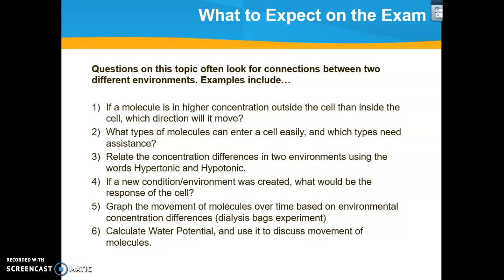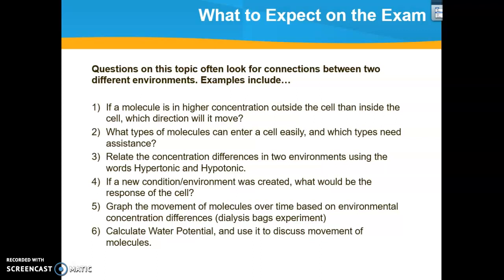Something that you might also see is number 4, where they're saying, okay, if there's a situation where the condition is different or there's a new environment, what's the cell going to do? So for example, if a cell is normally living in an isotonic solution and then that solution changes to hypertonic, what's going to happen to the cell and how is the cell going to try to respond?